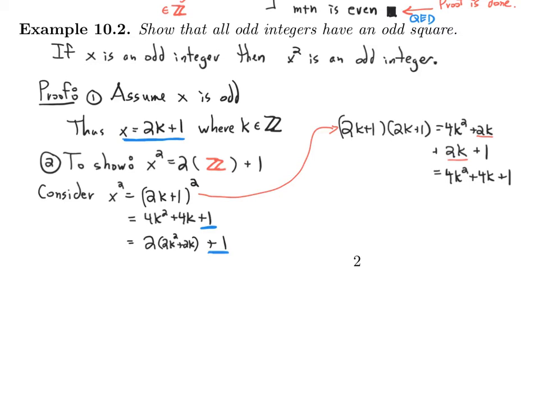We just think we have a bunch of integers, 2 and k, and they're just added and multiplied together. So we're going to get another integer. That's fantastic. So we can write, since this 2k squared plus 2k is indeed an integer, then x squared is odd, and we're done.